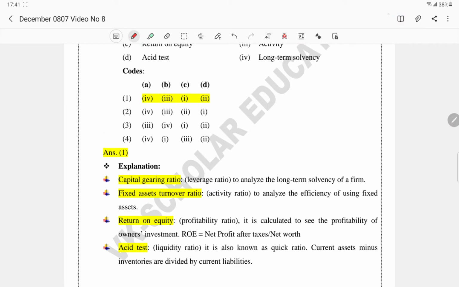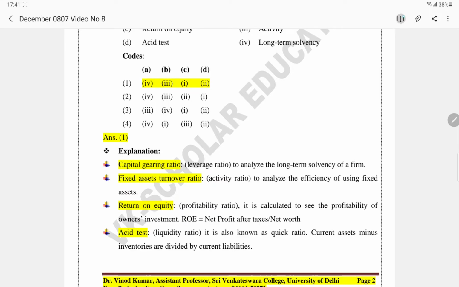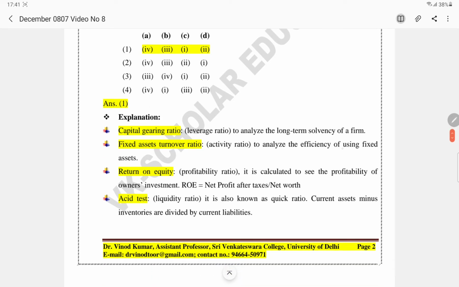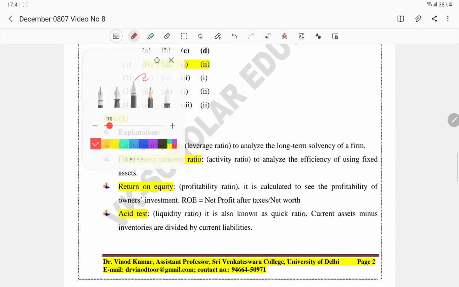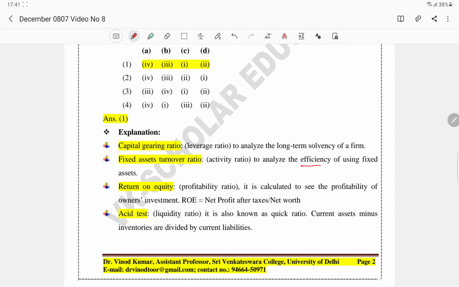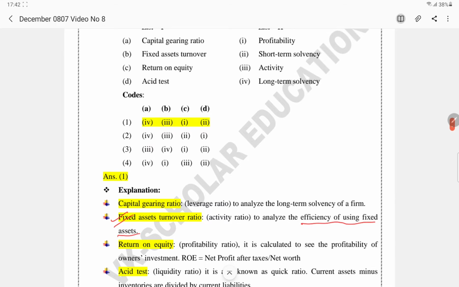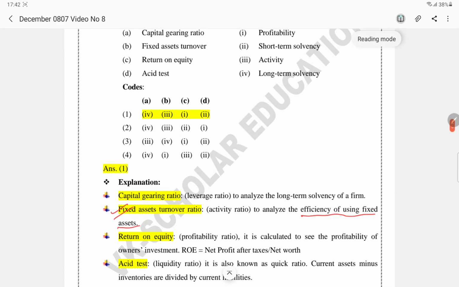Turnover ratio is also known as activity ratio. Activity ratio is used to analyze the efficiency of using fixed assets, how fixed assets are efficiently used by a firm to generate sales, so that the profitability of a firm can increase. Okay, so the fixed asset turnover ratio is matched with activity.